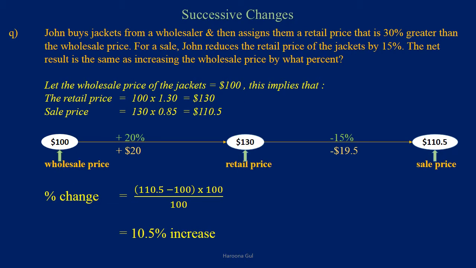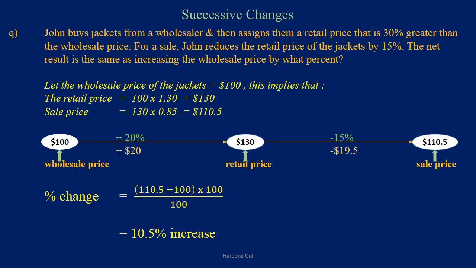Another question on successive changes says that John buys jackets from a wholesaler and then assigns them a retail price that is 30% greater than the wholesale price. For a sale, John reduces the retail price of the jackets by 15%. The net result is the same as increasing the wholesale price by what percent? Now the question is simply asking us about the percentage change in the wholesale price with respect to the sale price or the final price.